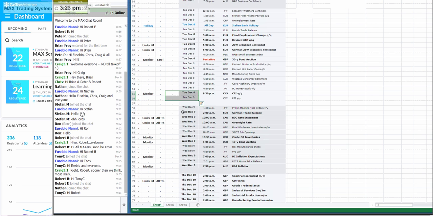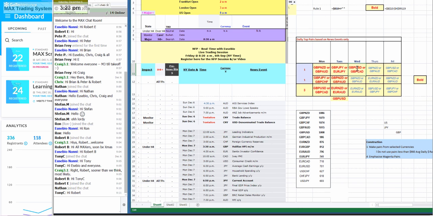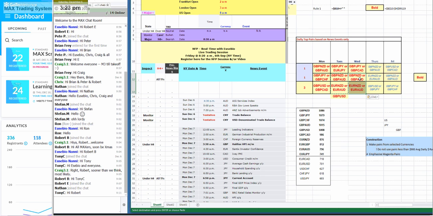And on Wednesday we have the CAD, okay. And that's it. Okay, so we'll have the pound CAD or pound yen. Then we will have the pound Kiwi or pound Aussie. And then we have the pound Swiss or pound US dollar. Okay.